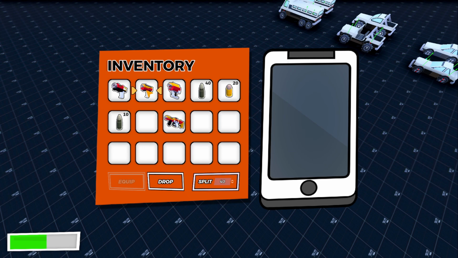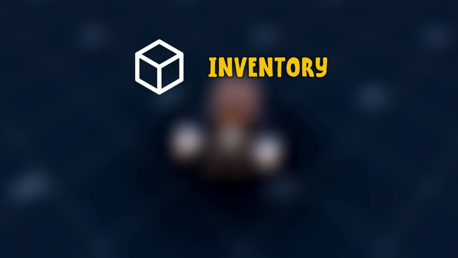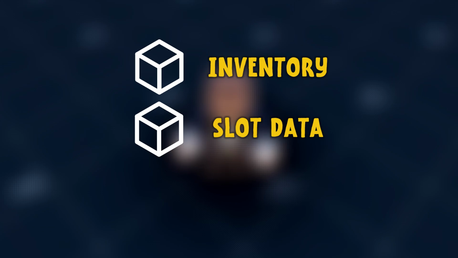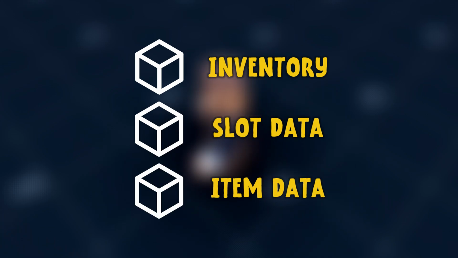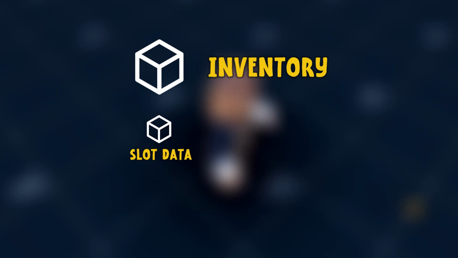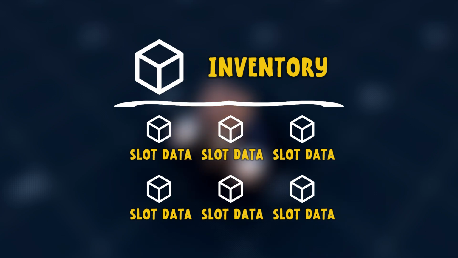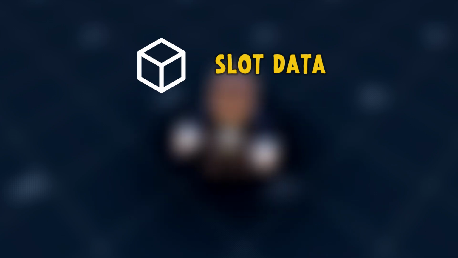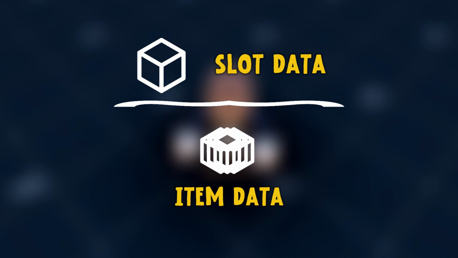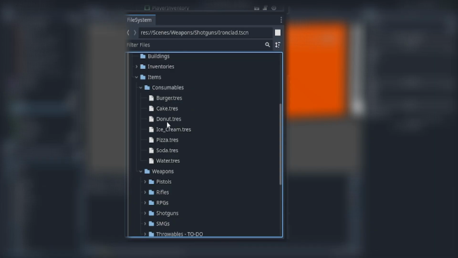The inventories are resource-based, so we can assign a different one to each player. So, we have a custom resource for the inventory, a resource for the slot data, and an item resource that will be used to contain all of the item's info. The inventory will hold an array of slot datas. That's the inventory size. And each slot data will hold an item resource and the quantity of it. Then we can create each item that we need just by creating a lot of item resources and assigning the correct data.